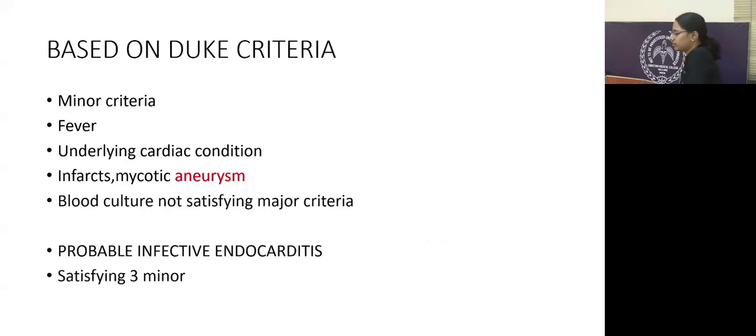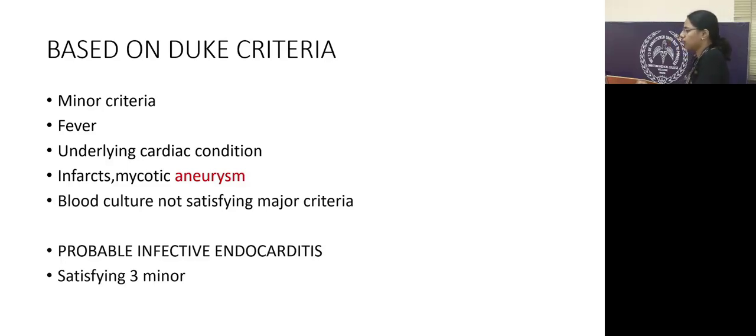Based on the Duke criteria, he does not satisfy any major criteria, but he satisfies minor criteria with fever, underlying cardiac condition, and infarcts and mycotic aneurysm. If the blood culture does not satisfy the major criteria, the minor criteria count is 4. So he is diagnosed to have probable infective endocarditis, satisfying 3 minor criteria.